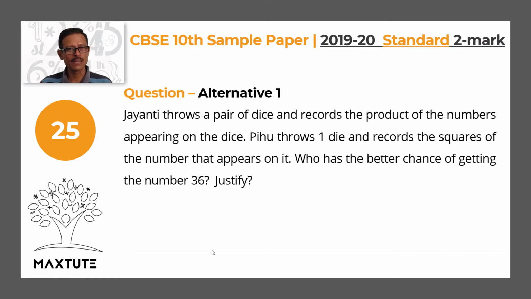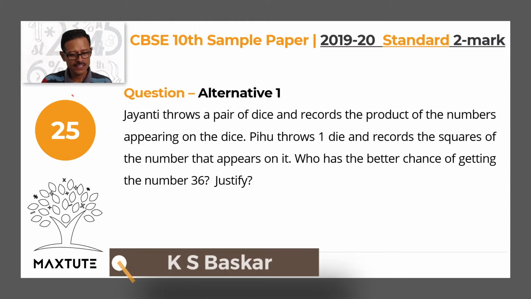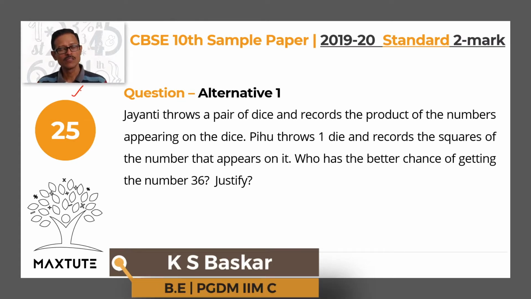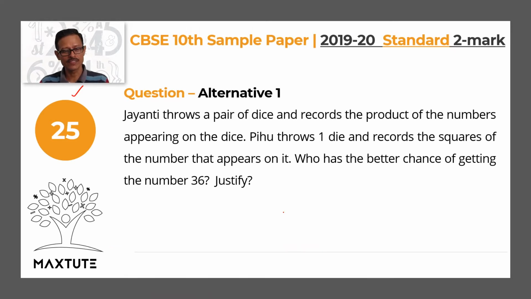CBSE Class 10 Math Sample Question Paper, Standard Version, Year 2020, 2-mark question 25. This question had an internal choice. Both the alternatives appeared from probability. We have solutions to both the alternatives in this video. Let's get started with the first alternative.